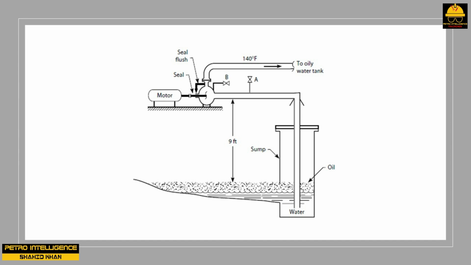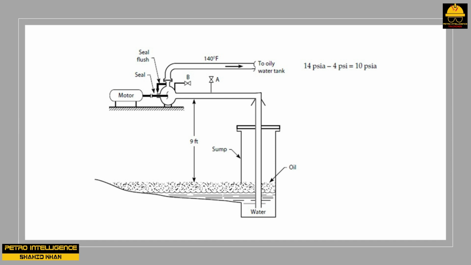9 feet of water is equal to 4 psi, that is, 9 divided by 2.31. This means that the pressure at point A was minus 4 psig. Atmospheric pressure on this particular day was 14 psia. The absolute pressure at the suction of the pump was then 14 psi minus 4 psi equals 10 psia. The vapor pressure of water at the 140 degrees Fahrenheit pumping temperature is 3 psia. The suction pressure at the pump minus the vapor pressure of water at the suction of the pump is then 7 psi, that is, 10 psi minus 3 psi.